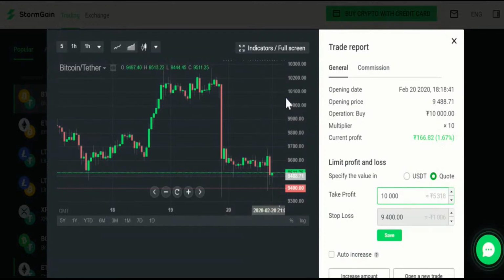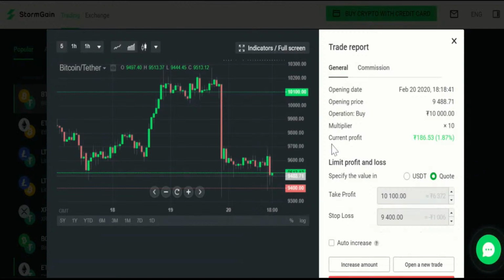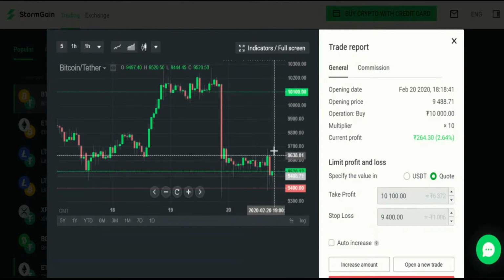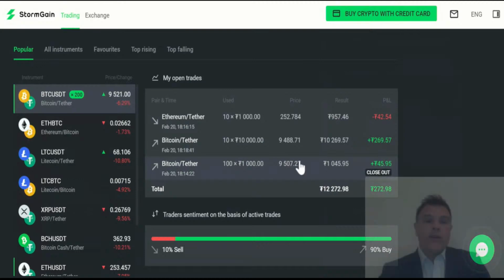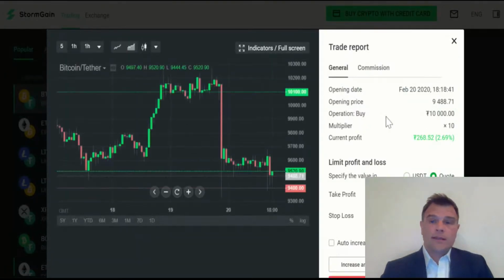Okay, and 10,100, let's put it. Okay, so the green line is where, and so if the market now rallies up to where the green line is here, then my position will be taken out and I've made that money. So if we have a little look, if I close this down now, without getting too technical, if I open this, this is that trade we've just done.